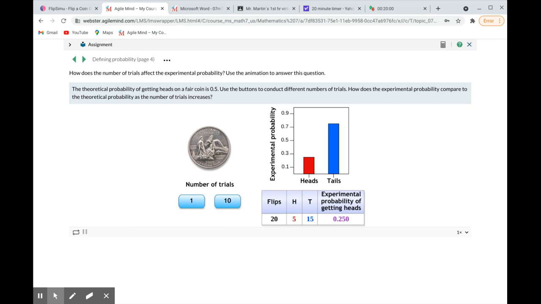So we landed on heads a little bit more, but it's still landed on tails more than heads. So if you had this quarter and you were betting somebody that it would land on heads or tails, which one would you probably pick? Tails. Yeah, I would probably pick tails too. Even though it's a 50-50 chance, I think I would go with tails because every time that we do this, there's a how many percent chance of landing on tails.